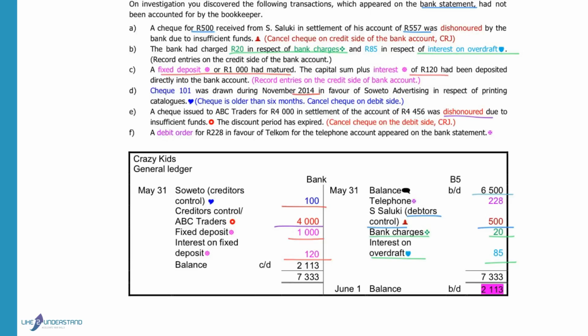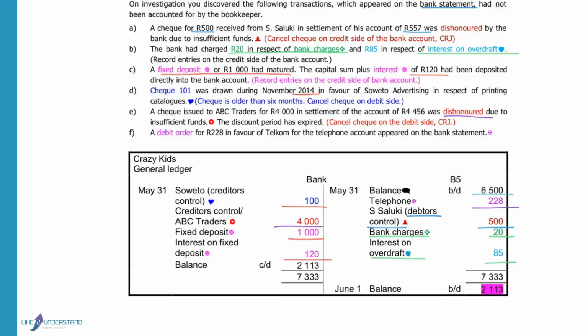A debit order for 228 in favor of Telkom for the telephone account appeared on the bank statement. So the bank made this payment on behalf of the business, and you have to show that this 228 is removed from your bank account to pay for the telephone.